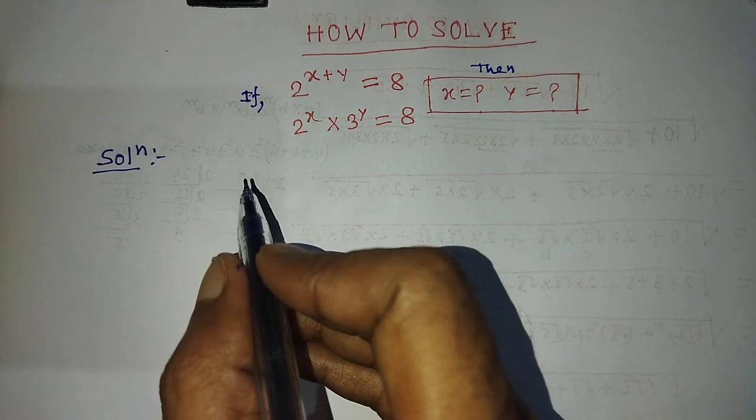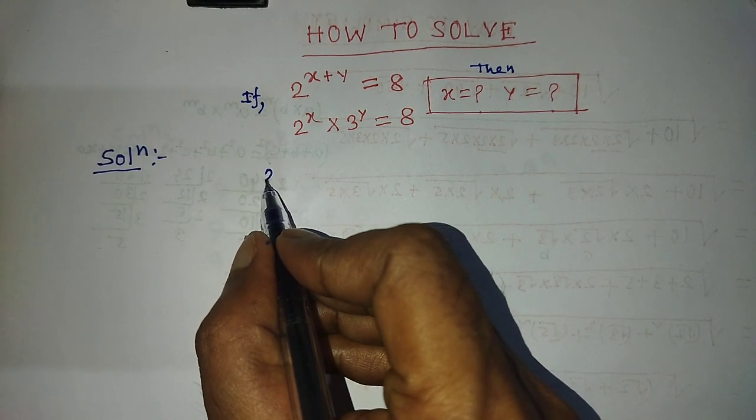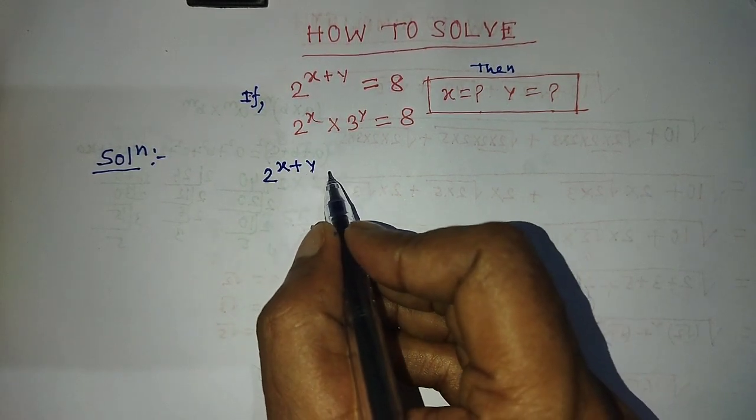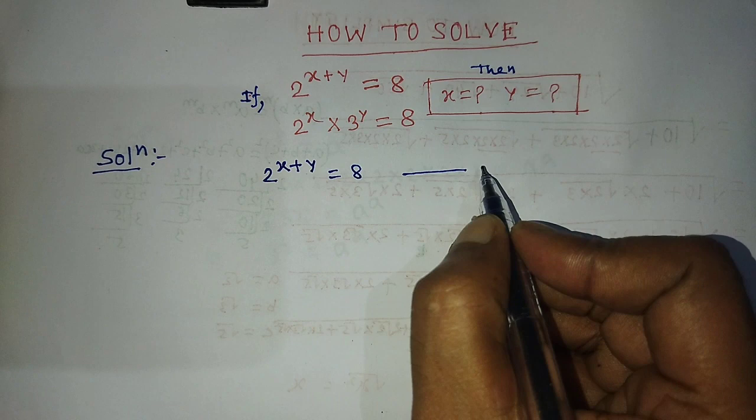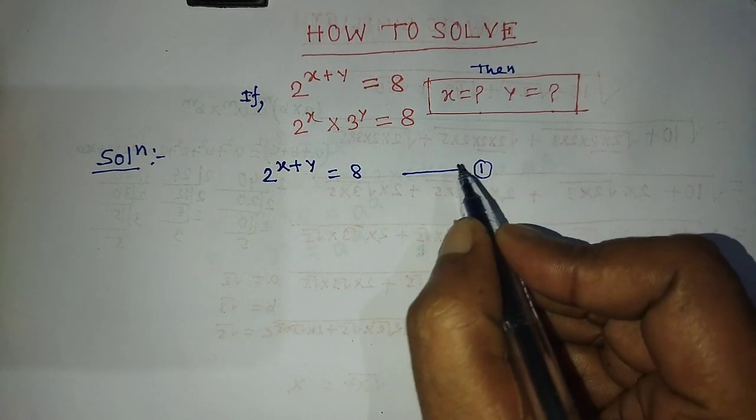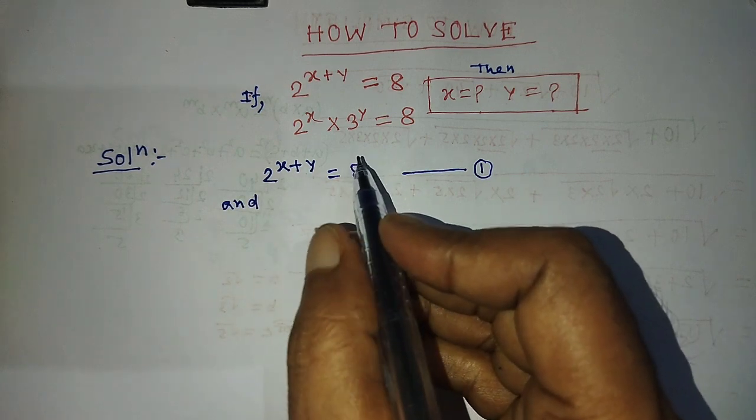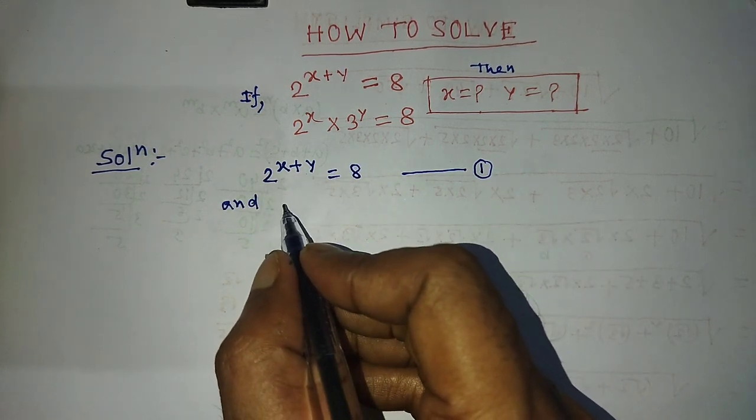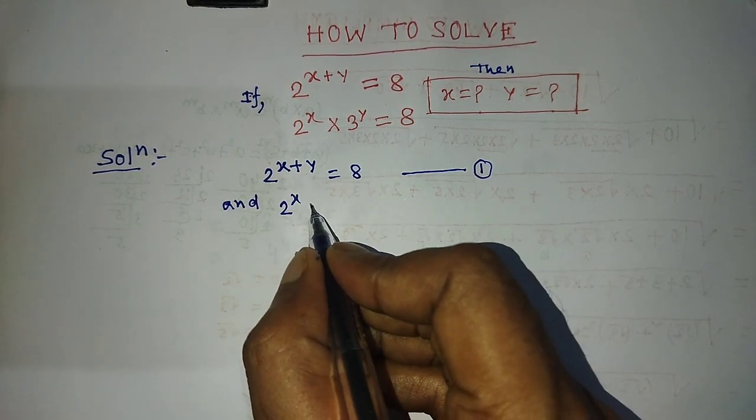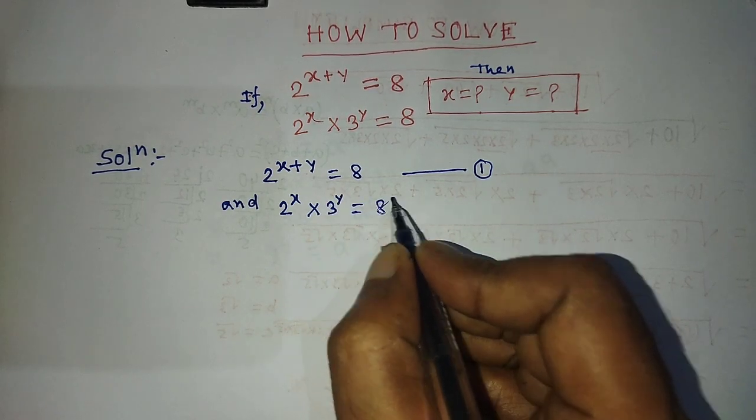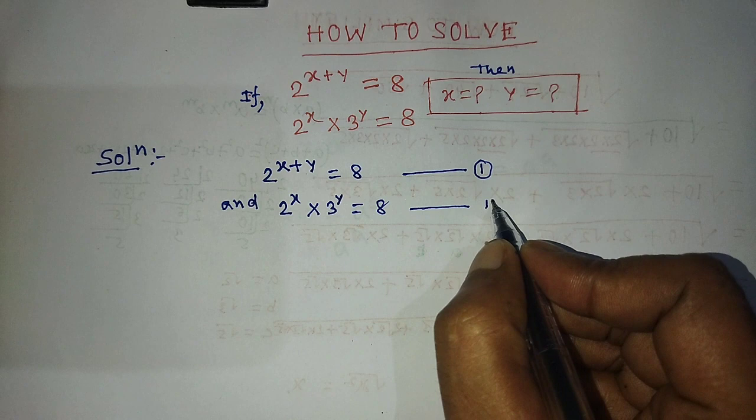So our given equations are 2 to the power x plus y is equal to 8. This is equation number 1, and the second equation is 2 to the power x into 3 to the power y is equal to 8. This is equation number 2.